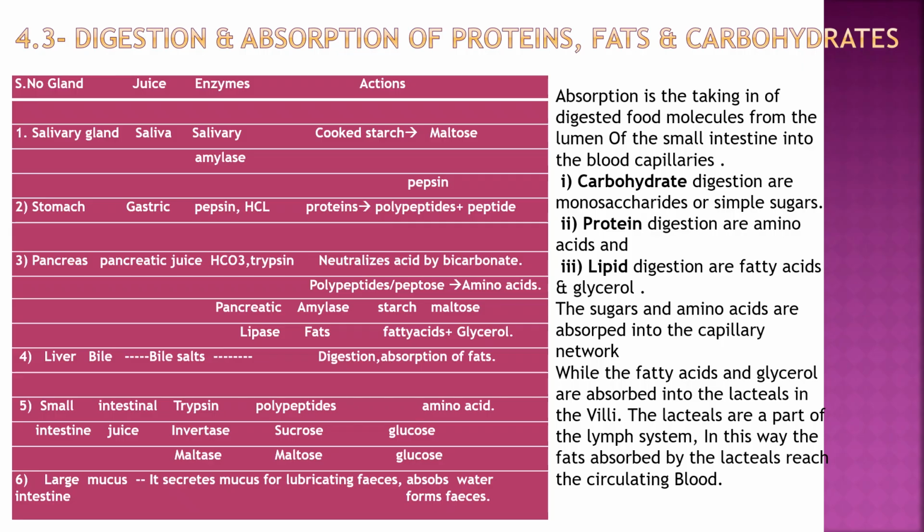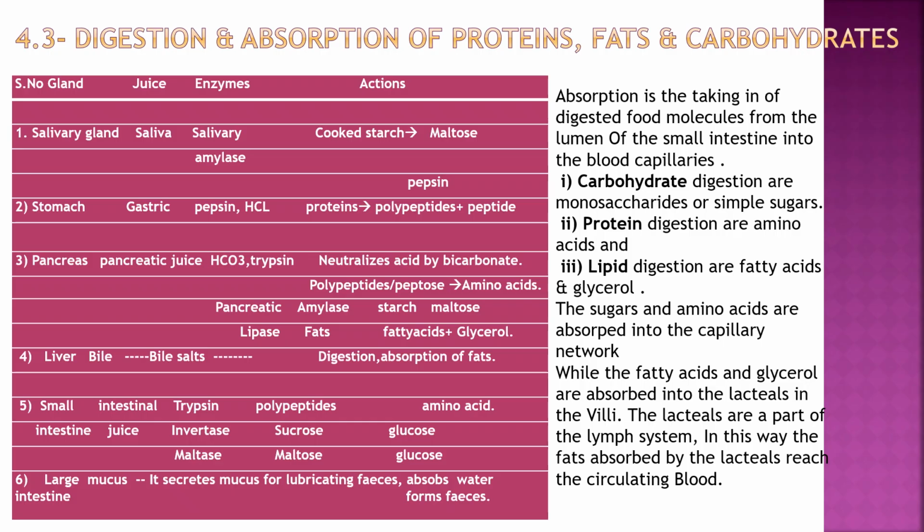Digestion and absorption of the food like carbohydrates, lipids, and proteins. First, in the salivary gland, in saliva, salivary amylase is there, which converts starch into maltose. In the stomach, gastric juice, pepsin, and HCl are there. They do digestion of proteins into polypeptides and peptides.